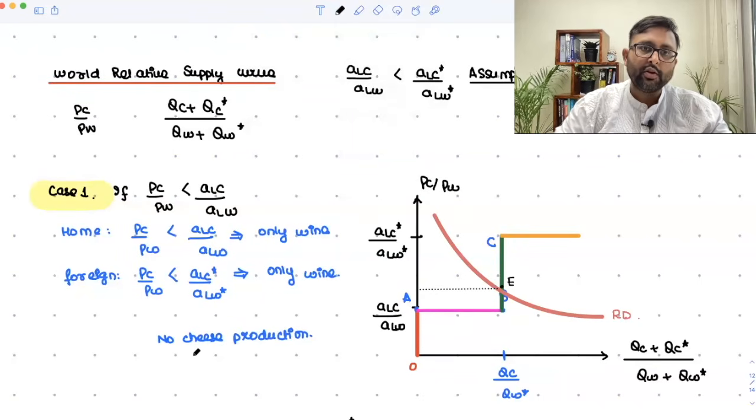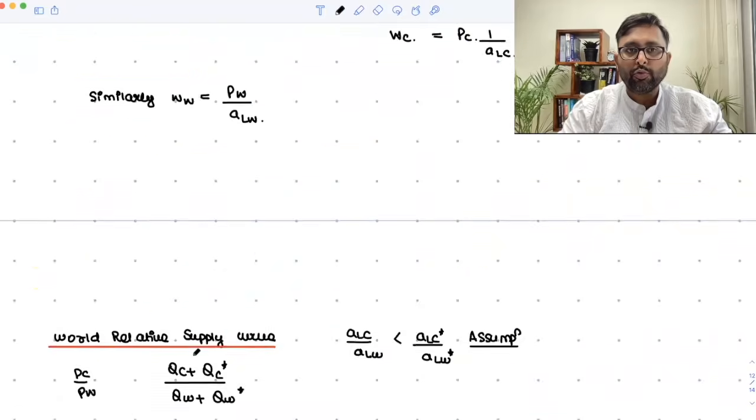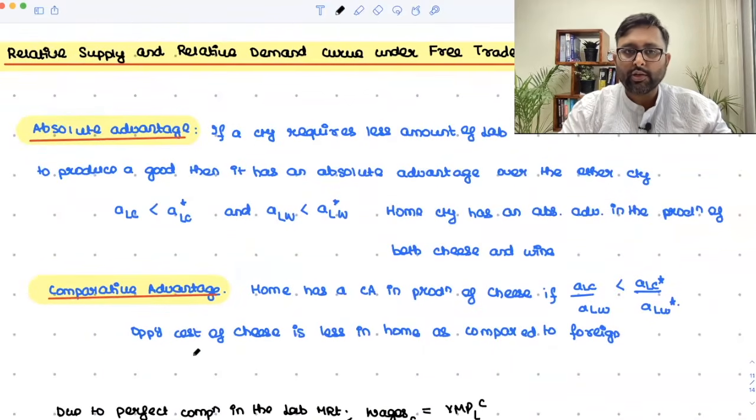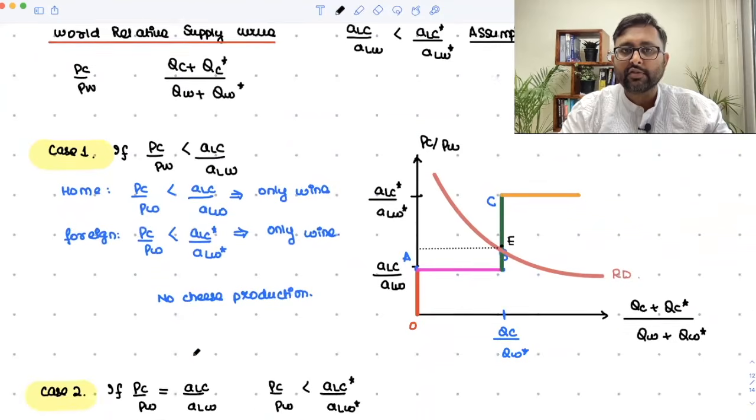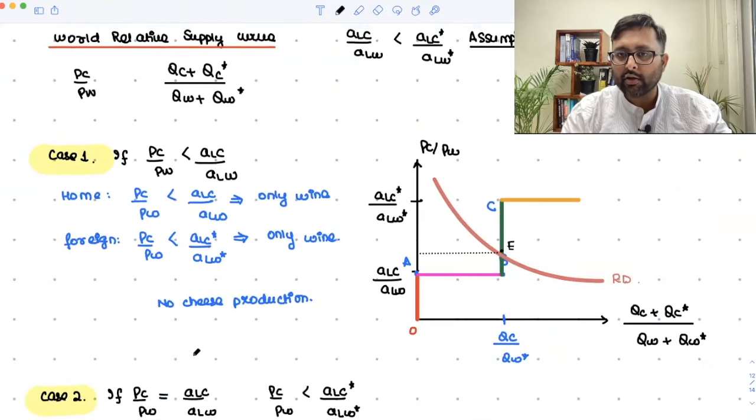So in this recording, we have learned how you define absolute advantage and comparative advantage, how you derive the relative supply curve, what the relative demand curve is, and how you get the intersection, the equilibrium relative price. We'll take the discussion further in the next class.